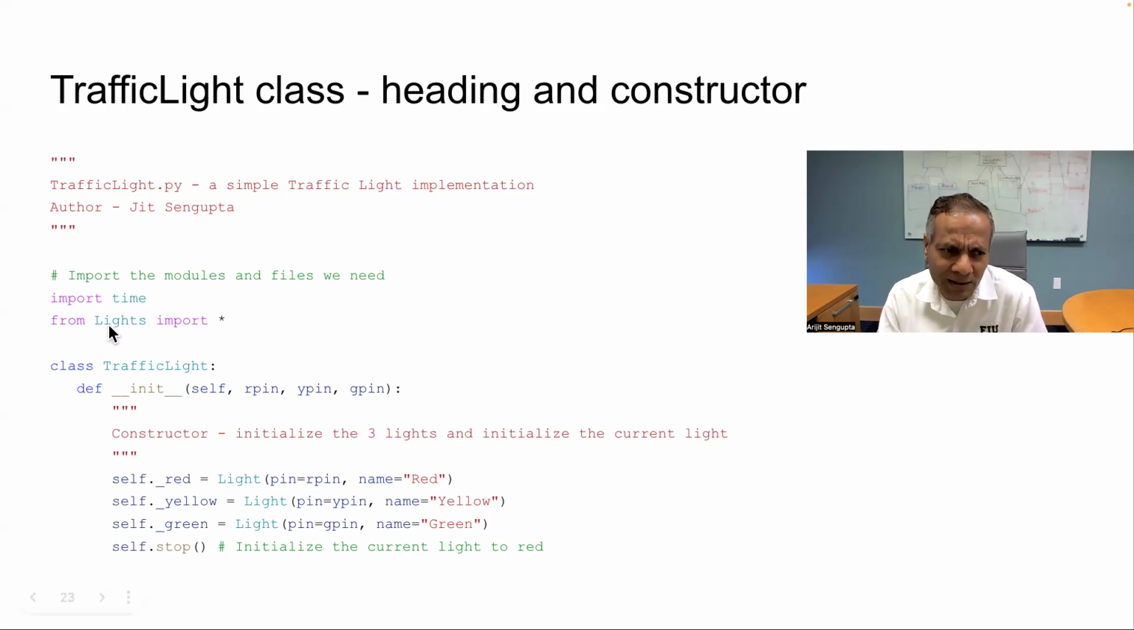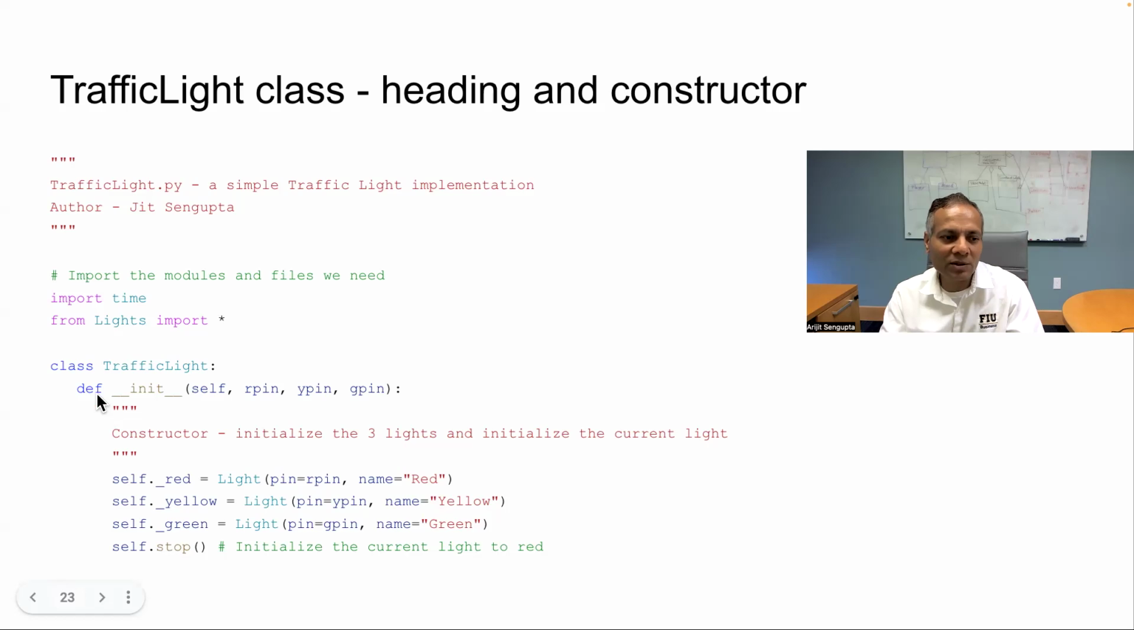Then the first thing that you do is import stuff. We learned about that. We import the time module, and then from the lights module, we imported everything, so everything that's in the lights module, we now have access to. This is our first class definition. That's how we create the class, and this is the start of our class definition. We are creating a class called traffic light.